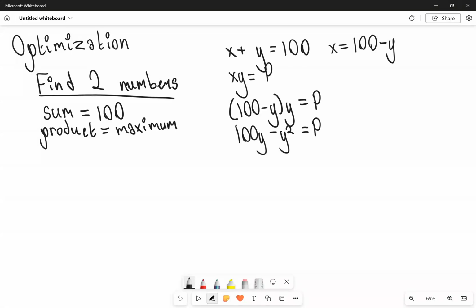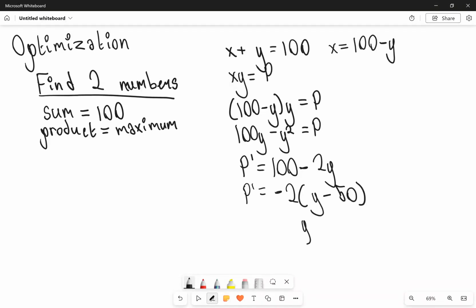But if we take the derivative of P, this is where it gets a little bit different. If you take the derivative of P, then you get 100 minus 2y. Then you can replace and see. If we factor out negative 2, then we get y minus 50. So a 0 for y would be when y equals 50.